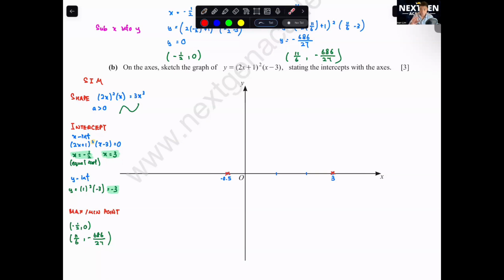What do I need to know? You all need to know roughly how the graph looks like first. So sad then happy, it will touch here. Then it will go through -3. Then what else? 11/6. 11/6 is 1.83. So your minimum point is probably somewhere around here, because we will follow this one here. So this is how I will do it.